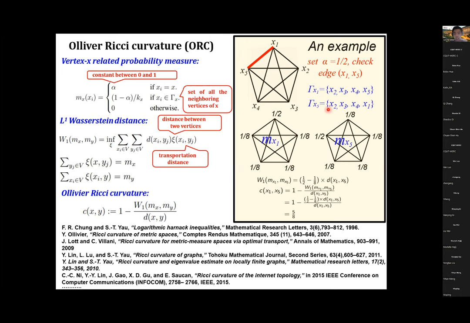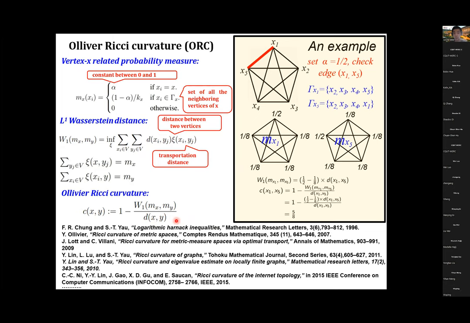So we have a simple example here. I don't want to go into the details. I think many of the experts are here today. And so the Wasserstein distance is just comparing them and taking the difference essentially. And from there, we can compute this Ollivier Ricci curvature using this formula given here.